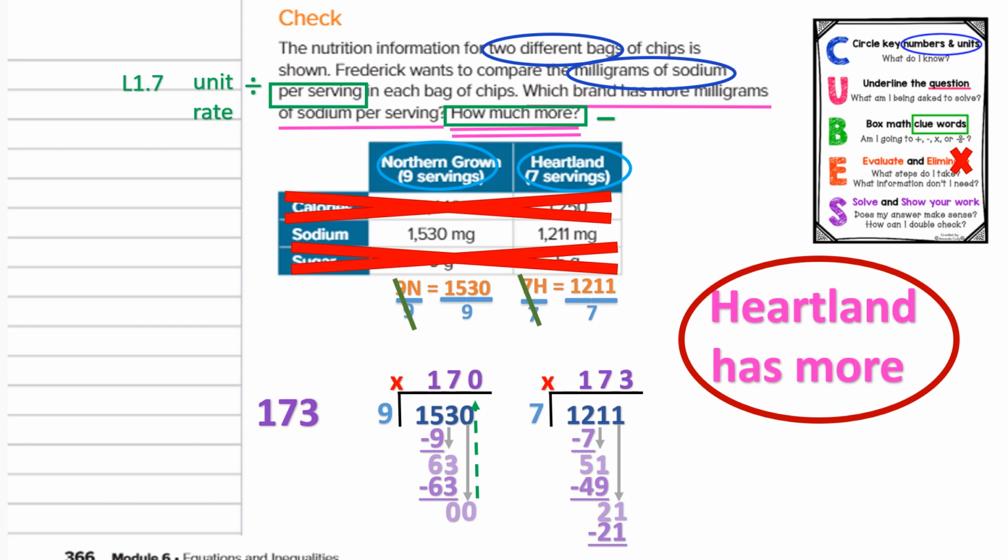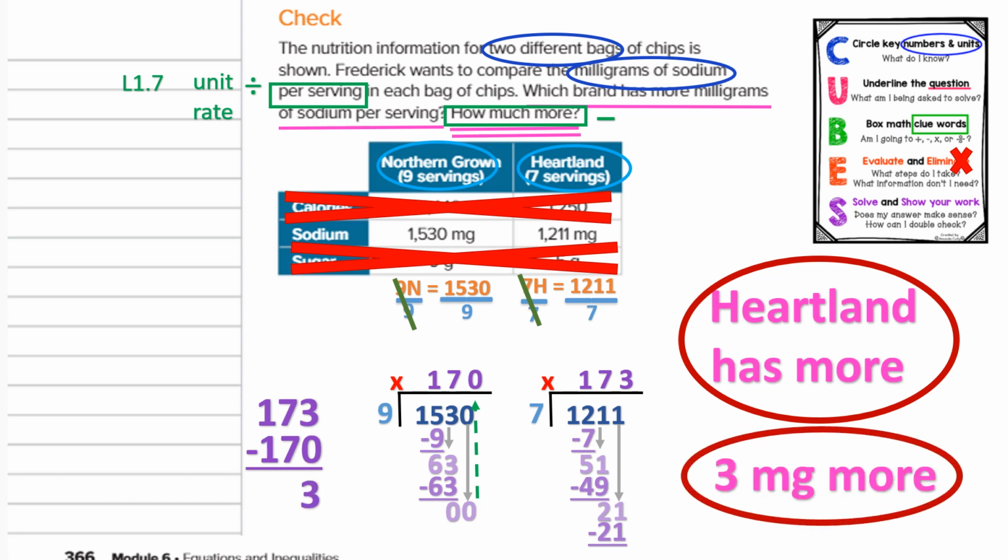But as I'm looking, I see that I have a double underline. I have a second part. So it's how much more? Well, now I'm going to subtract. So I have 173 minus 170. Easy enough. That's just 3. So I know my second answer is 3 milligrams. Or you can put 3 milligrams more.